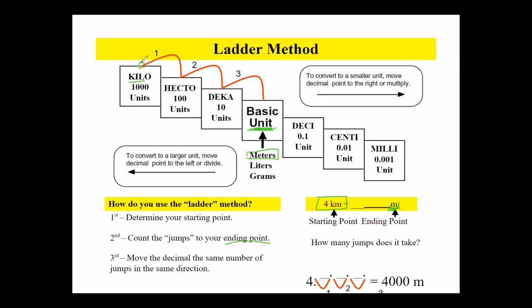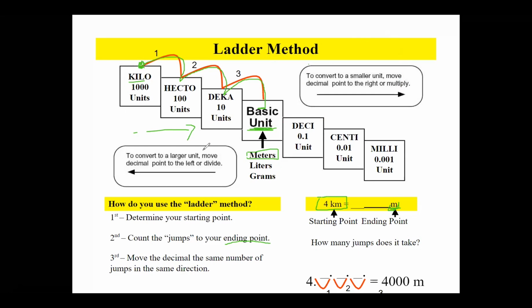We start at kilometers, and then we do 1, 2, 3 jumps down to our meters, our basic unit down here. So we did 3 jumps, and we did those 3 jumps to the right. Because we started at our kilometer, we had to jump to the right to get to our meters, and we jumped to the right 1, 2, 3 times.